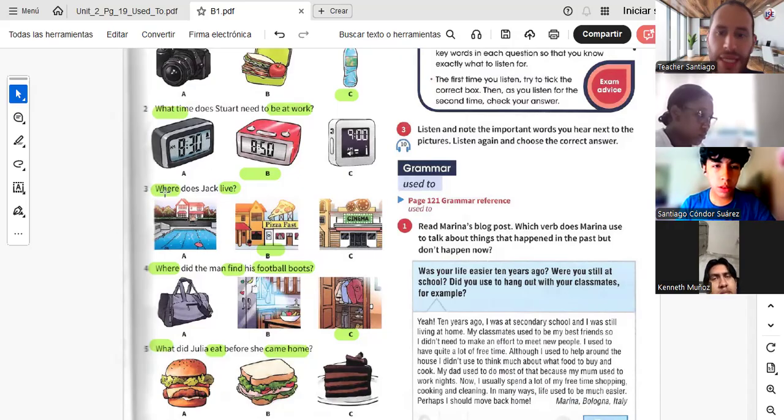So letter A is not the correct option. Shall we meet outside the cinema? You know, the one near where I used to live. Used to means solía. Solía vivir. Ya no lo hace. So letter C is not the correct option, because the question is in present.